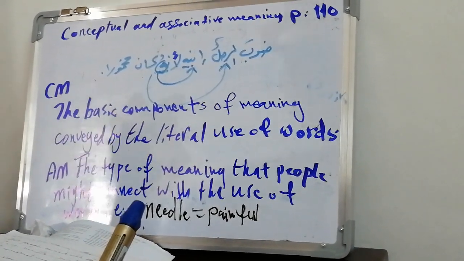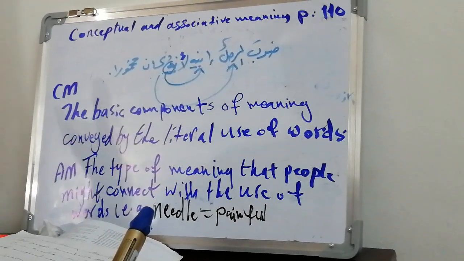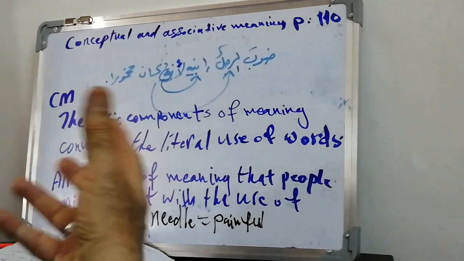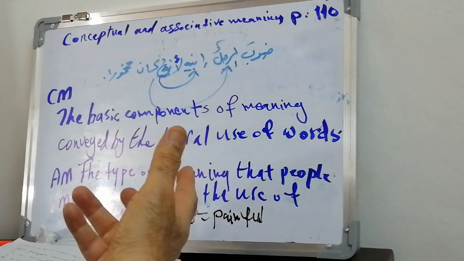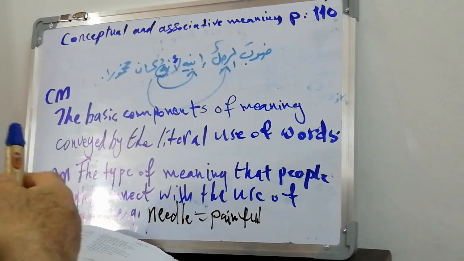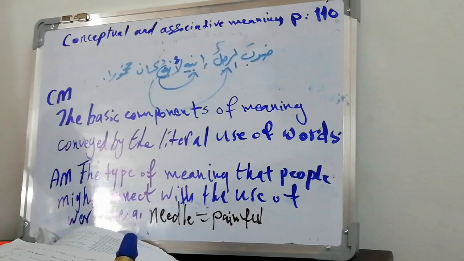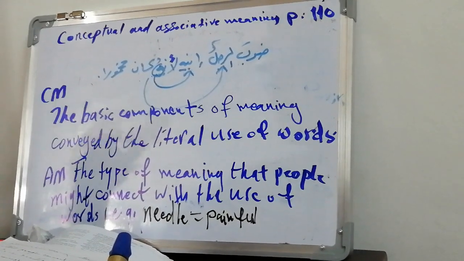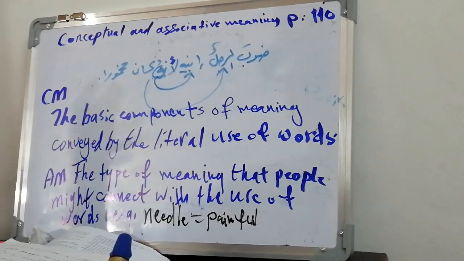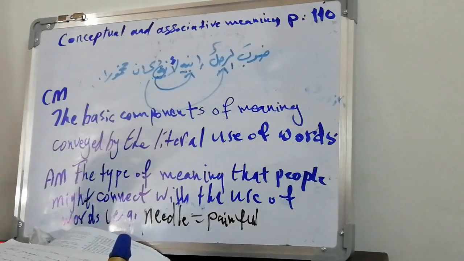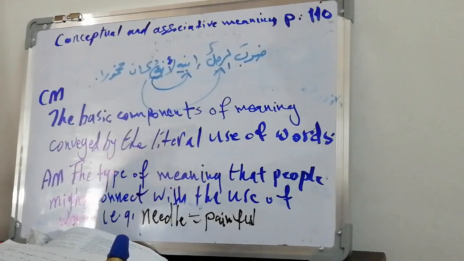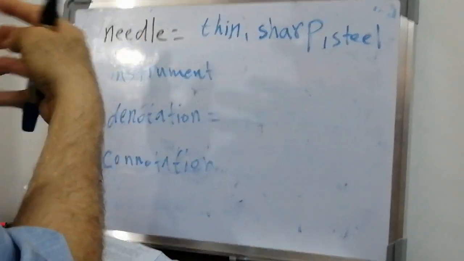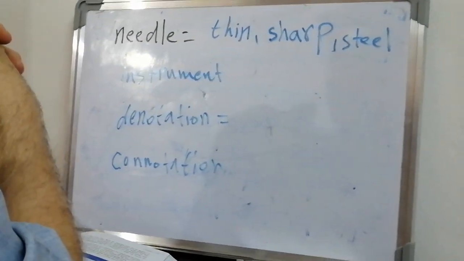The denotation, what the word means in the dictionary. But the second type is what we call connotation. So we have denotation and we have what? Connotation. Denotation means the conceptual meaning, whereas connotation means the associative meaning, things that we associate with the meaning of the word, which are not in the dictionary. Continue with the distinction between conceptual meaning and associative meaning.